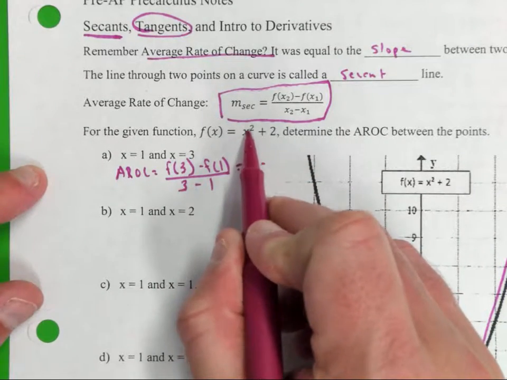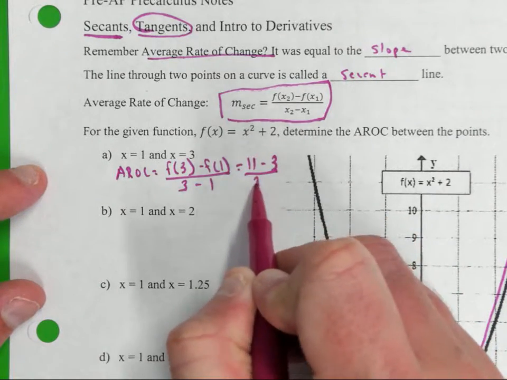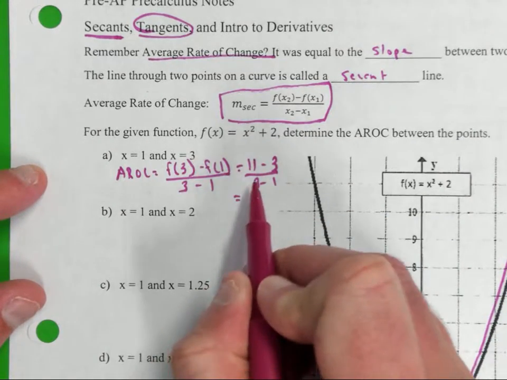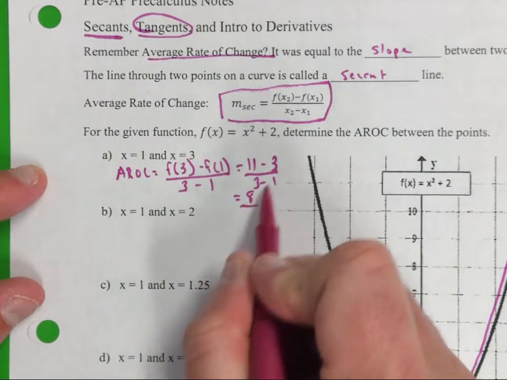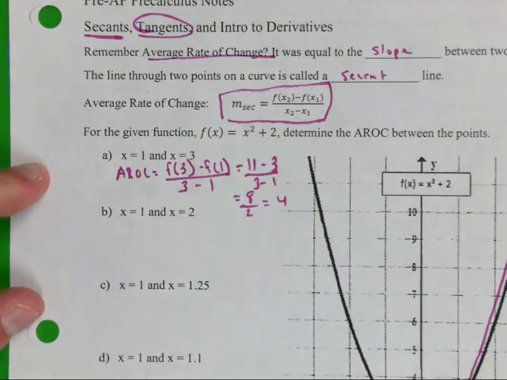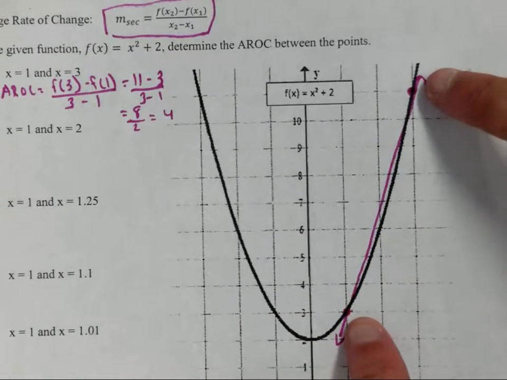Now plug in 1. 1 squared is? Plus 2 is? 11 minus 3 is? 8. Come on, talk to me. What's 3 minus 1? 8 over 2 is? So the slope of the secant line right here is 4.